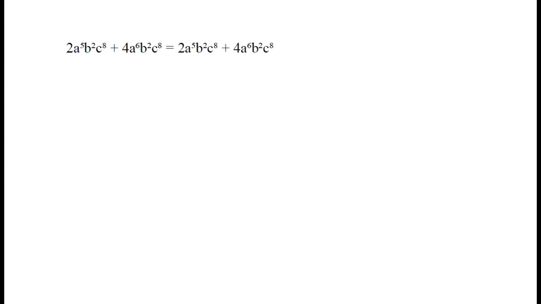All right, so they're not the same. Why? We got this little tiny difference right here. This one's a to the 5th, b squared, c to the 8th. This one's a to the 6th, b squared, c to the 8th, okay? So totally not the same thing. They look so close to each other, so similar, but not quite. So we don't add them.